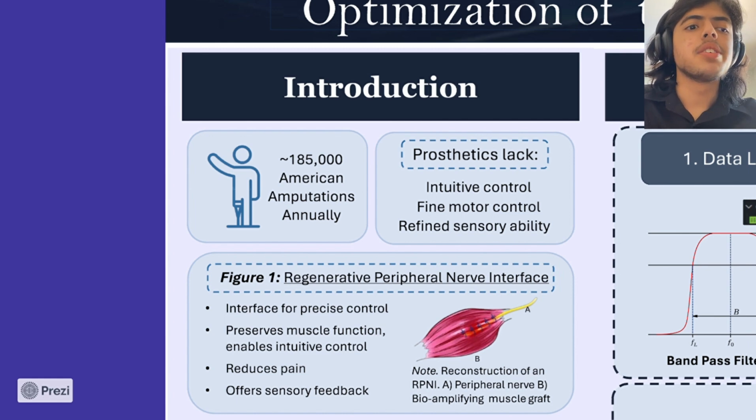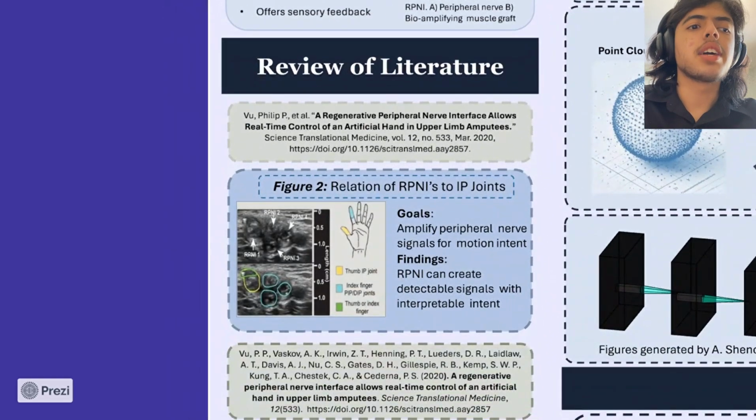While originally created to combat neuroma pain, 4 years later it was discovered that different regions of the RPNI corresponded to different degrees of freedom in the hand. The lab theorized that by placing electrodes on the RPNI, they would be able to control a prosthetic device, and they were right. Later, the lab wondered how they could improve control of a prosthetic device through the RPNI.